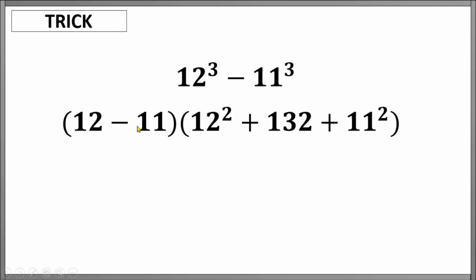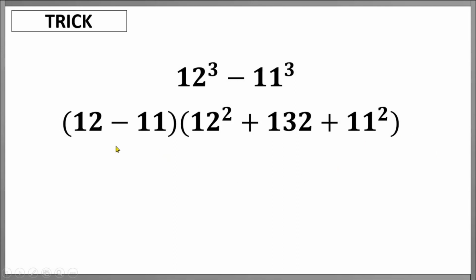For the binomial factor, all we have to do is to take the cube roots of our terms. The cube root of 12 cubed, of course, is 12, and the cube root of 11 cubed is 11, copying the minus operation. For its trinomial factor, we take the square of 12 and then take the opposite operation. Multiplying 12 and 11, we have 132. This operation is always plus, as we have presented on our previous 3 examples. For our last term, we take the square of 11.